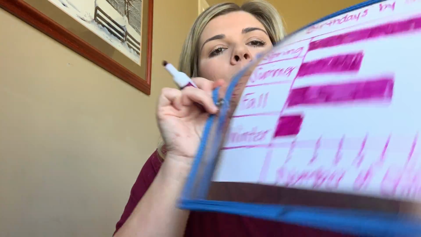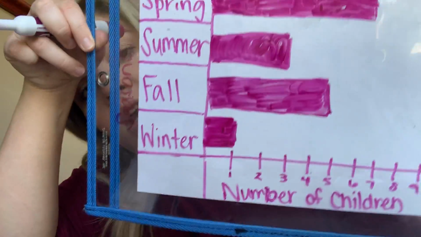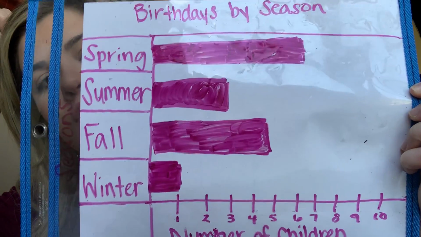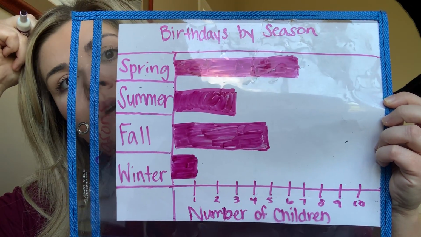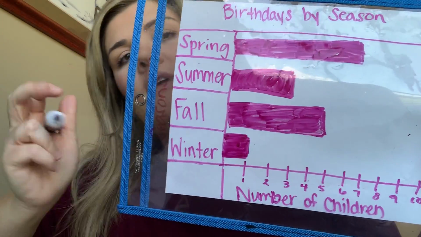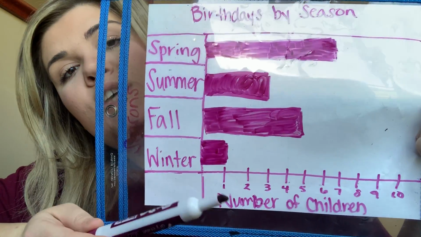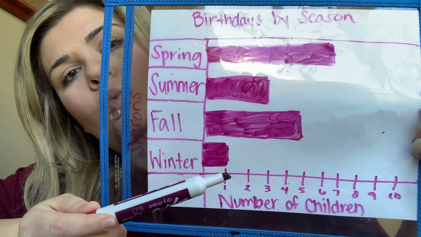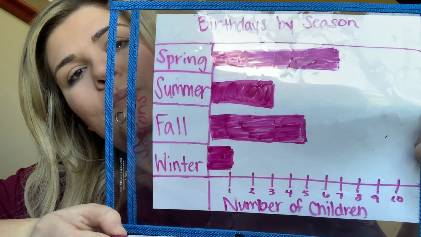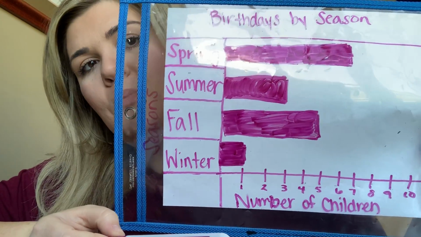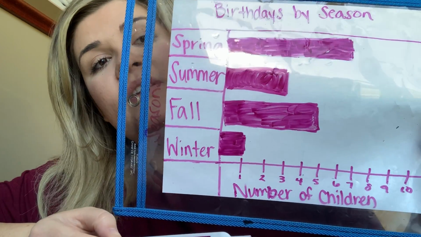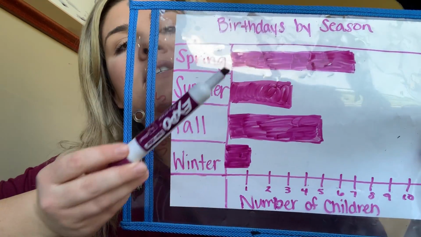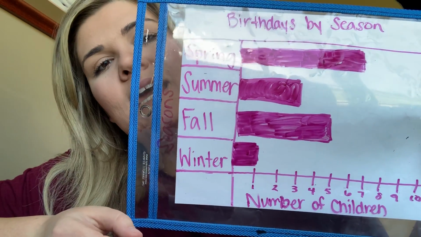Now this is what my bar graph would then look like. It would be finished. And I can use this bar graph, let me back it up so you can see it, I can use this bar graph to compare my data, right? Bar graphs are to compare. So if I have 1 winter birthday and 7 spring birthdays, I could say, how many more birthdays do my students have in spring than in winter? And the answer would obviously be 7 minus 1 would be 6, right?